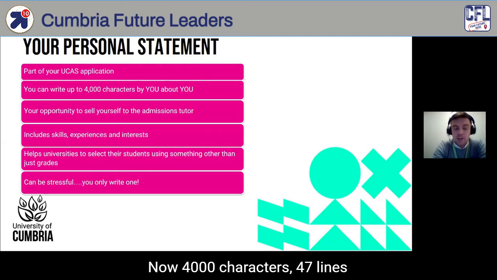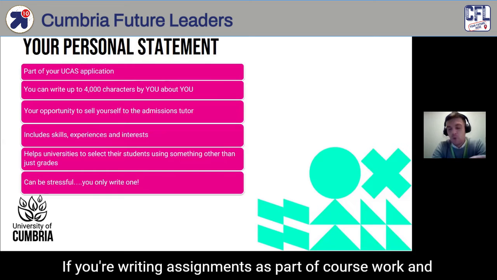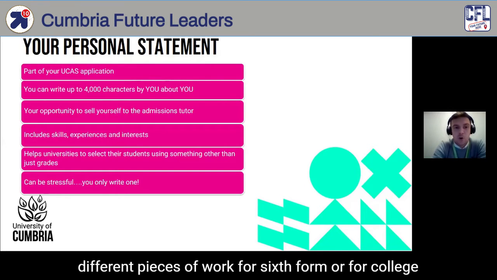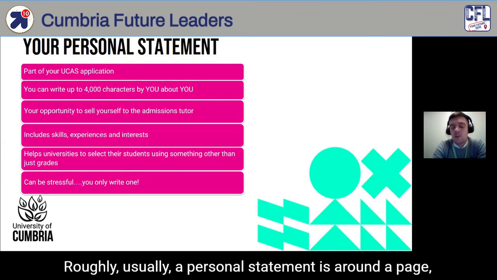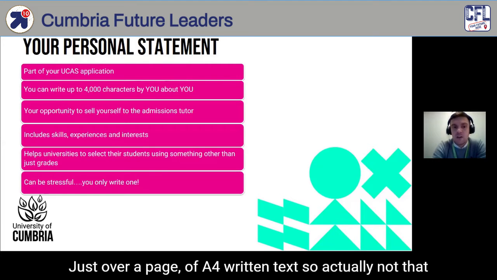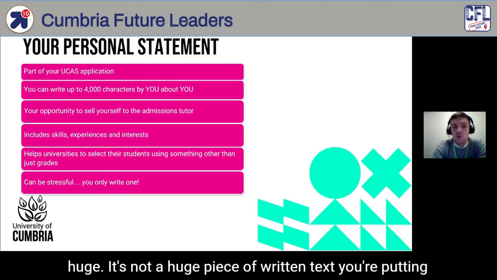Now, 4,000 characters, 47 lines. If you're writing assignments as part of coursework and different pieces of work for sixth form and college, you might have an awareness and a grasp of that. But roughly, a personal statement is usually just over a page of A4 written text. So actually, it's not that huge. It's not a huge piece of written text that you're putting together.